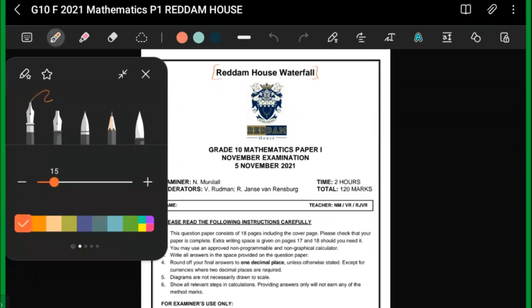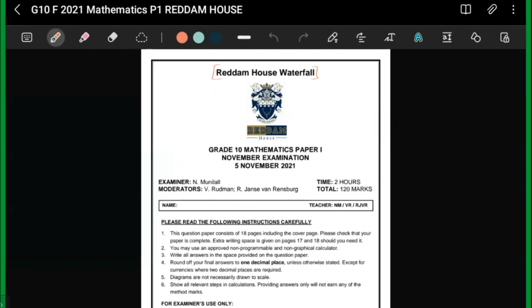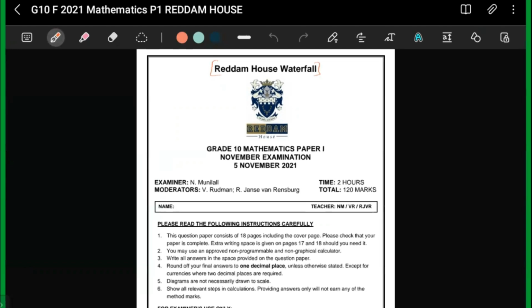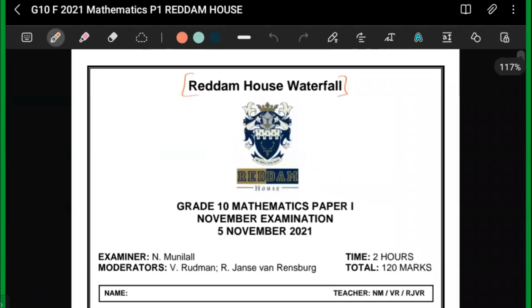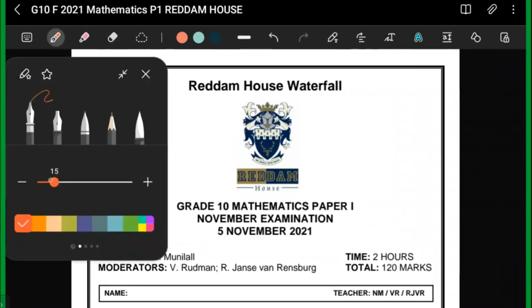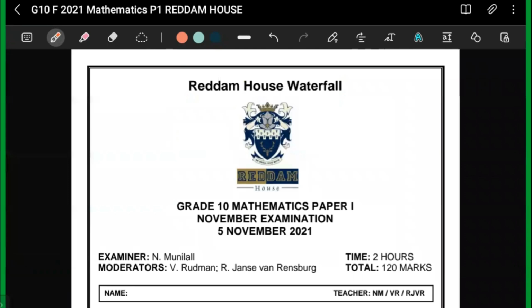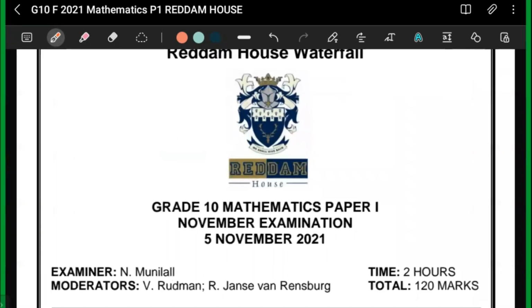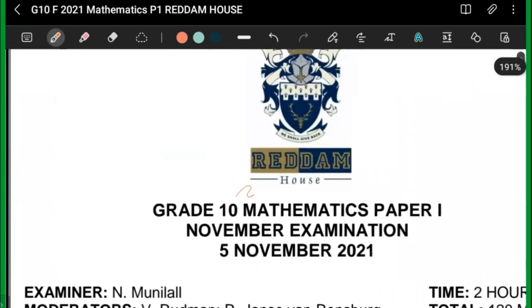So today we have a surprise, if you will. This is a grade 10 paper, specifically from Reddam House in Waterfall. Now, this is a paper that I'm going through for one of the students that I tutor privately. But the reason why I'm also doing this is, depending on what grade you are in, grade 11, grade 12, I think this paper is going to be good practice for you to get an idea of how much you actually do understand.